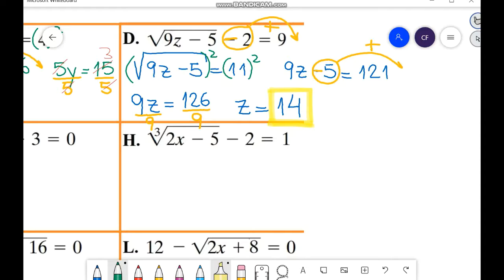Always check. This is the best procedure. Plug 14 into the original equation. This is the original. So 9 times 14 is 126, minus 5 is 121, square root is 11, 11 minus 2 is 9. So yes, that's right, this is the right answer.